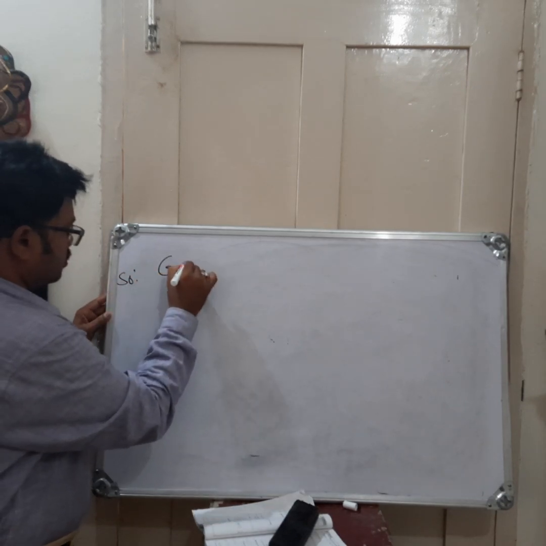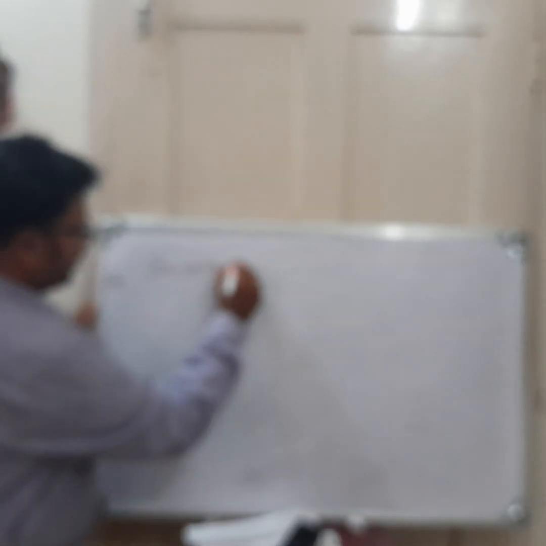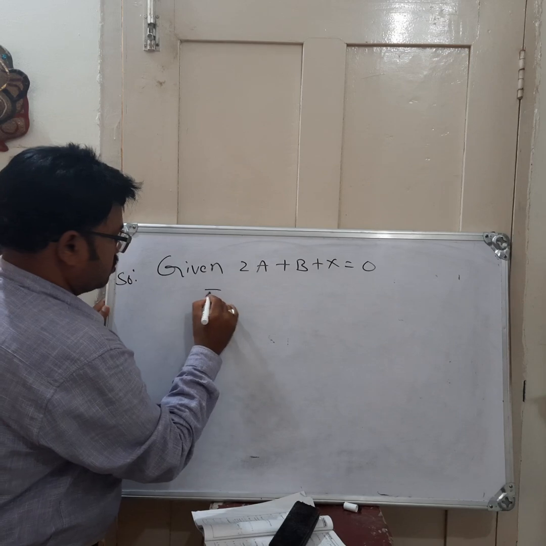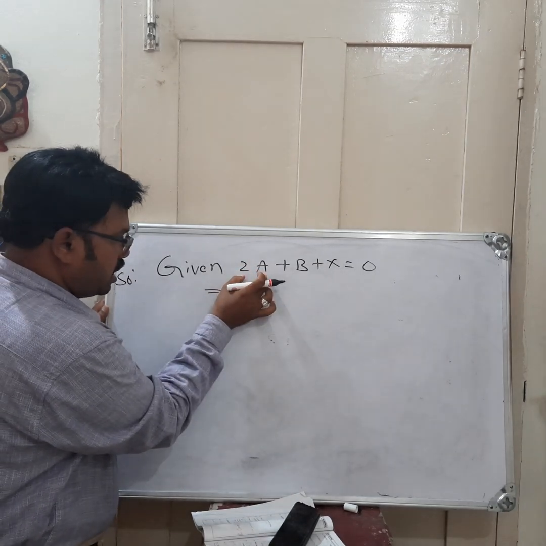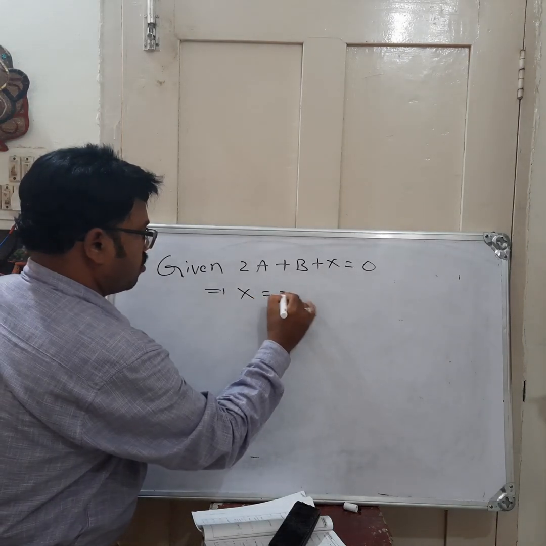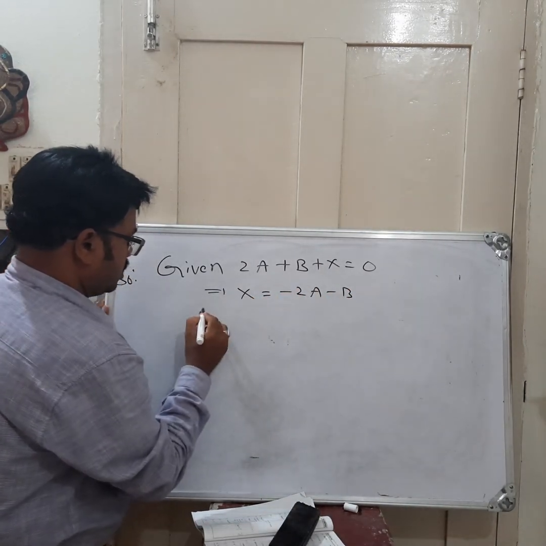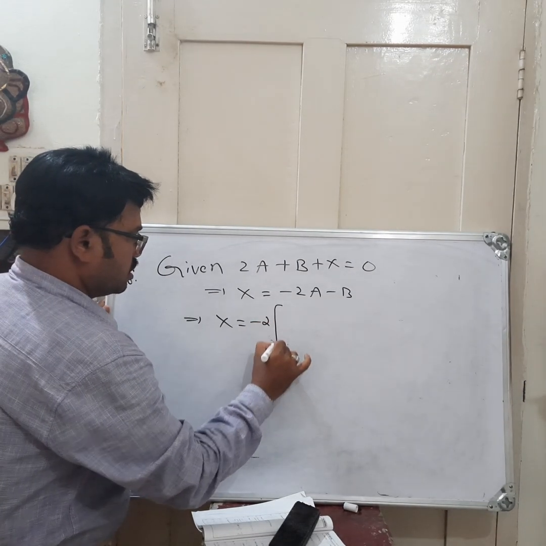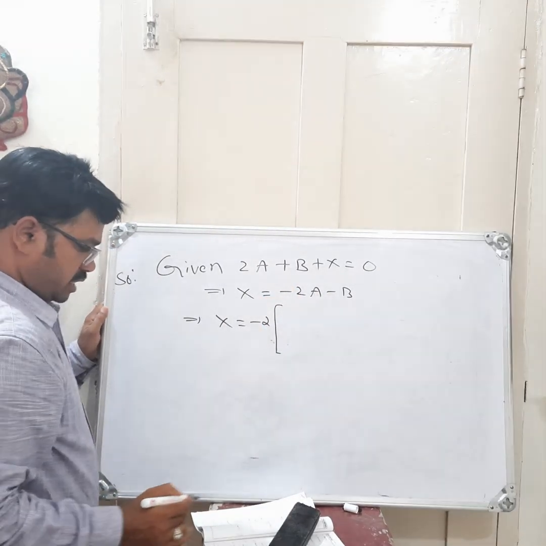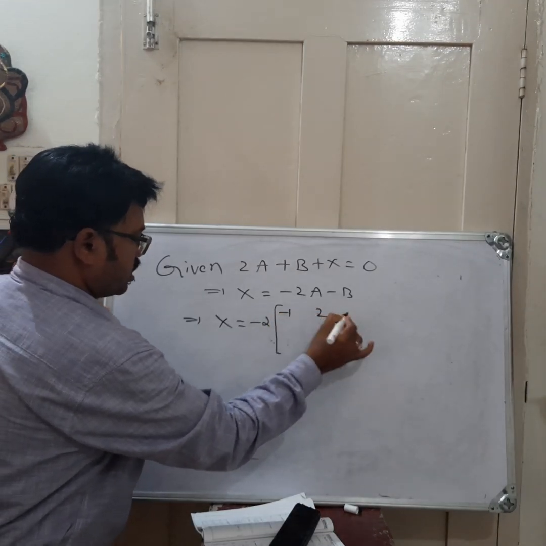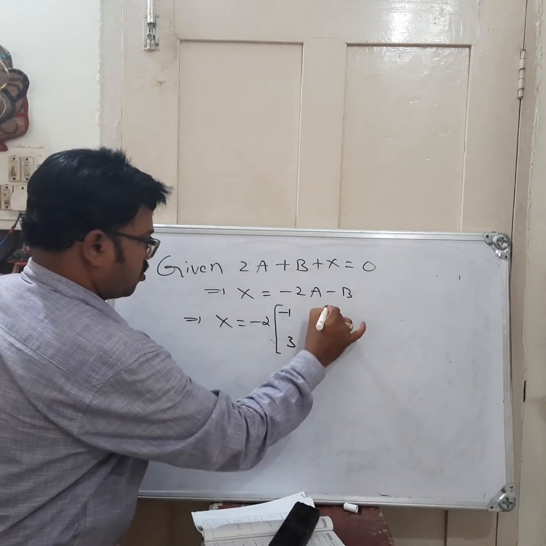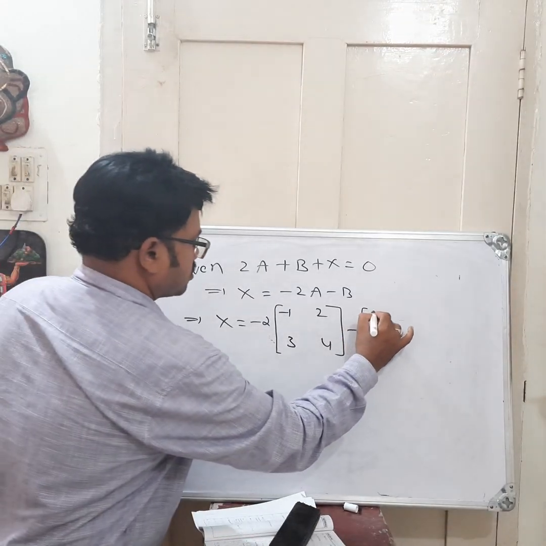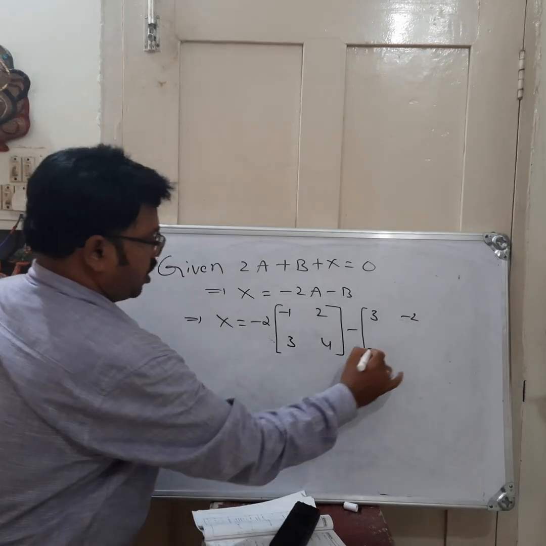So this is given: 2A plus B plus X equal to 0. Now you have to shift this A and B value to that side, then X equal to minus 2A minus B. That implies X equals minus 2 into the A matrix, which is already given as minus 1, 2, 3, 4, minus the B matrix, which is 3, minus 2, 1, 5.